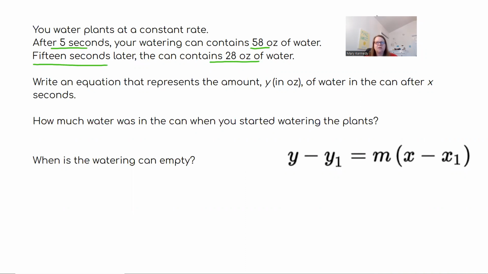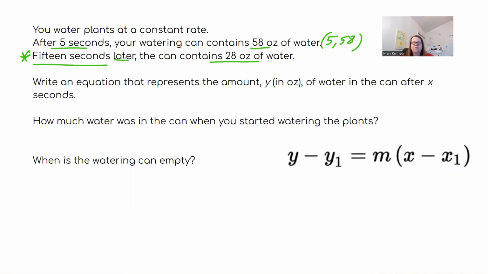So I would think, okay, this is 5. After 5 seconds, we have 58 ounces of water. And then notice that it says 15 seconds later. This is huge. It doesn't mean after 15 seconds. It's 15 seconds later than the 5 seconds. So 5 plus 15 is 20. So after 20 seconds, you're at 28 ounces of water. So that's really, really important.